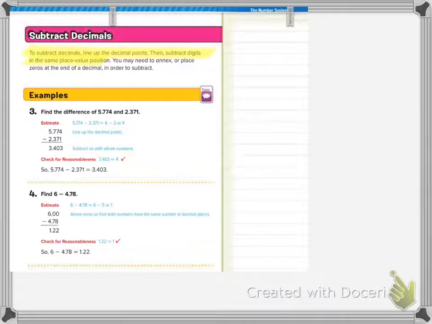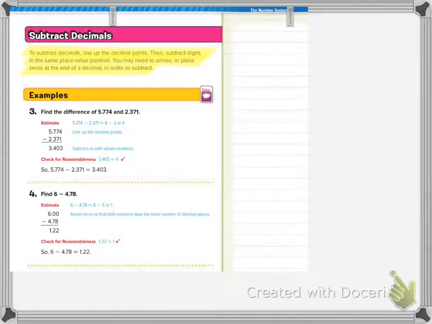Okay, here's a new word. You may need to annex. Okay, that means to place zeros at the end of a decimal. So annex means you're going to insert zeros at the end of the decimal in order to subtract.